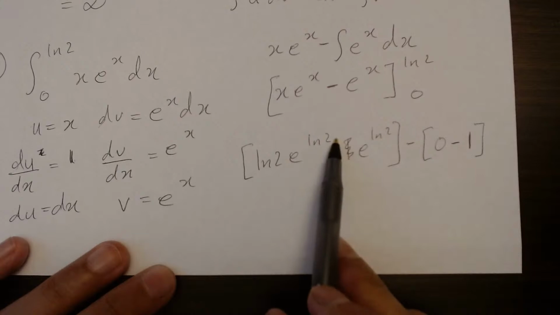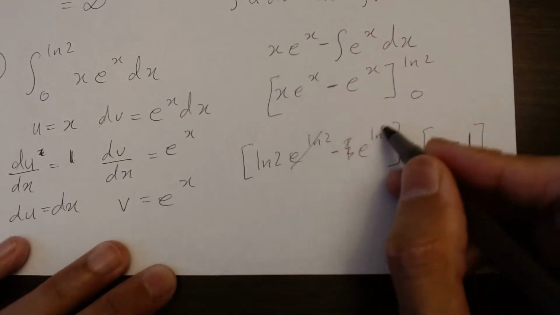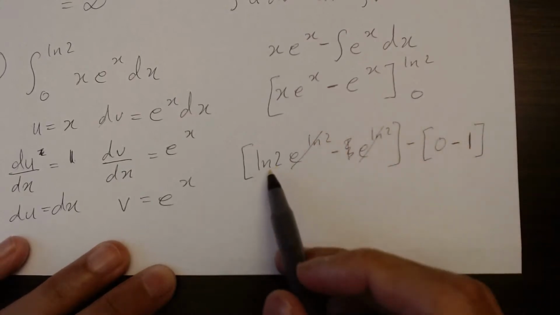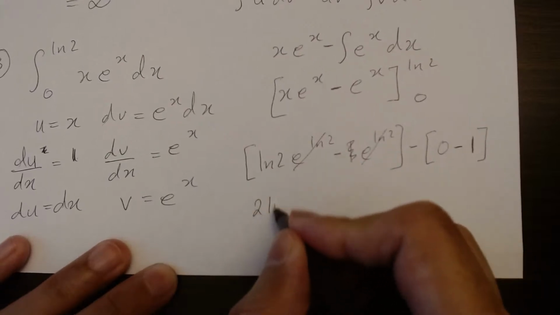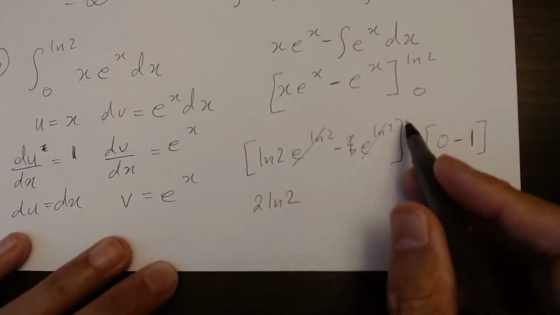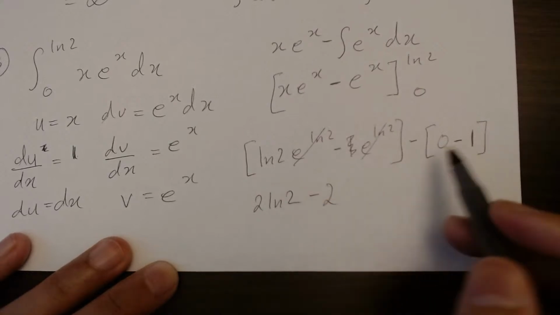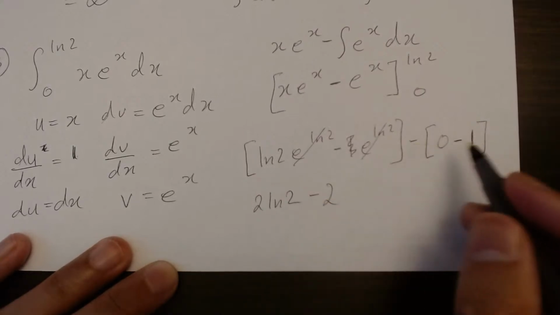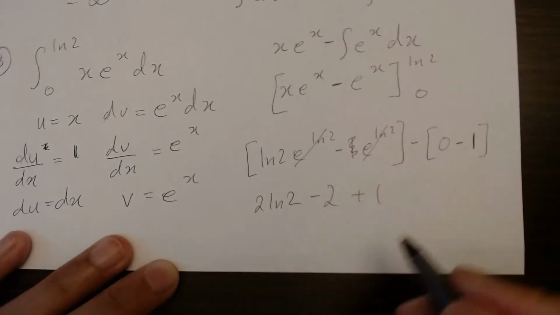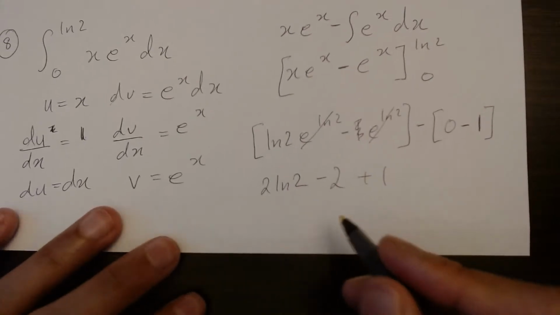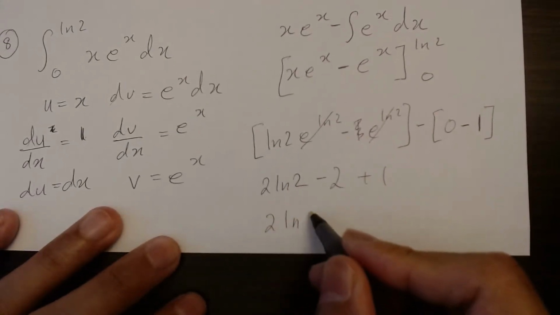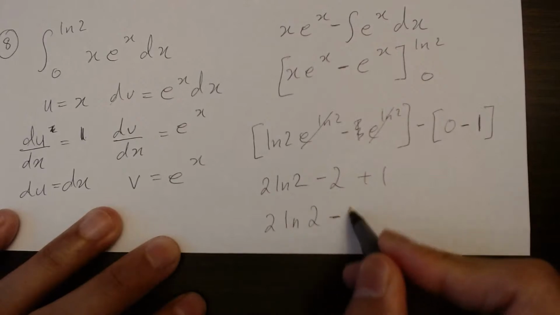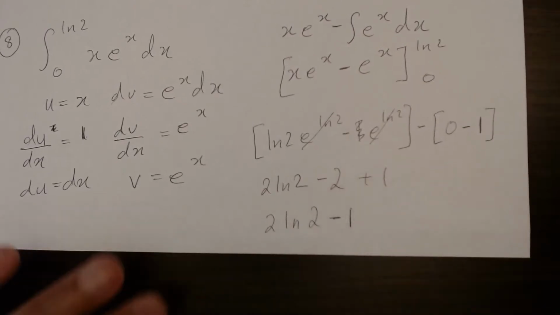E to the ln 2, the e and ln just cancel, and you're just left with 2. So this is 2 times ln 2. This is just 2. And then I have minus negative 1, which is plus 1. So my final answer is just going to be 2 ln 2 minus 1. I just combined these two like terms.